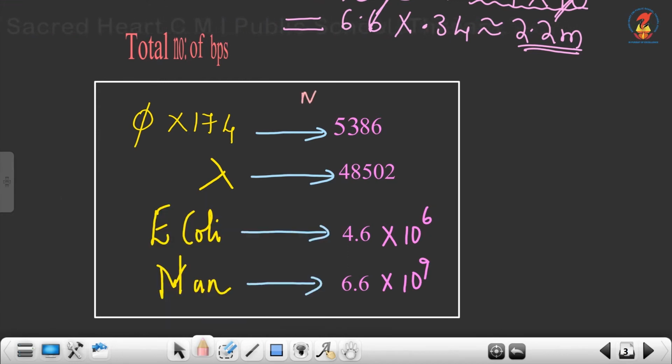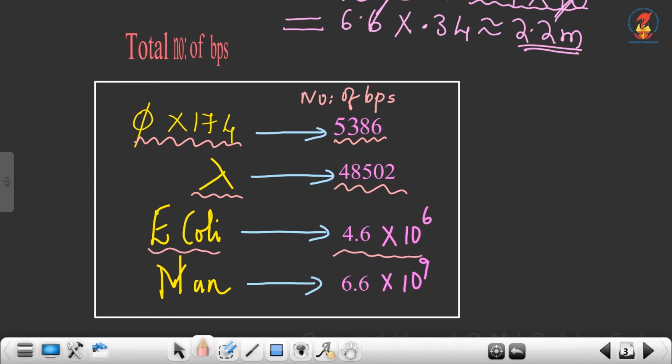You should know the number of bases, the number of base pairs. Base pairs can be indicated as BPS. In the bacteriophage phi X 174, this is the name of a bacteriophage, the number of base pairs is 5386. Remember this number. Then the bacteriophage lambda, 48502. E. coli, 4.6 into 10 raised to 6, and man, as I told you, 6.6 into 10 raised to 9. Clear? This should be learned by heart.